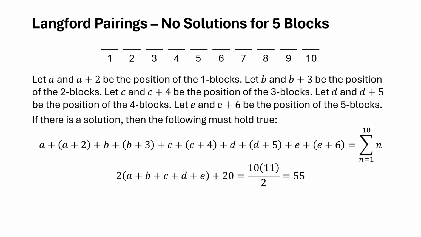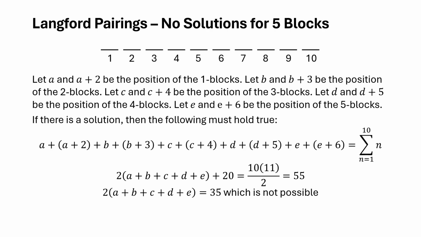Then on the left, we have 2 A's, 2 B's, 2 C's, all the way up to 2 E's. So we have 2 times the sum from A to E. And then if you just add the 2, 3, 4, 5, and 6, you get 20. And then subtract the 20 from the 55, and you get 35. So you have an odd number here, and 2 times anything is an even number, so you can't have an even number equal an odd number, which means this is impossible.